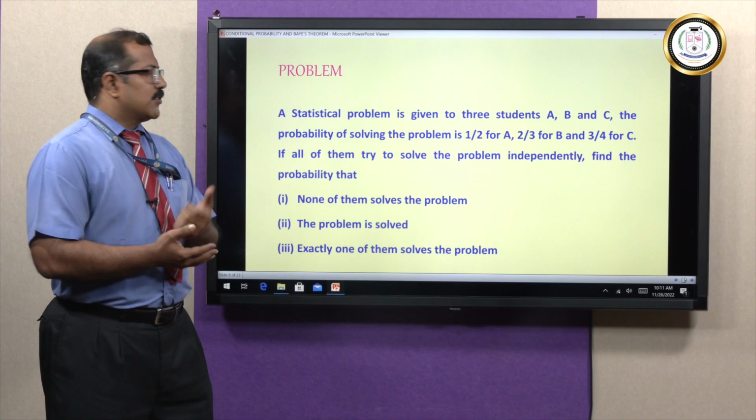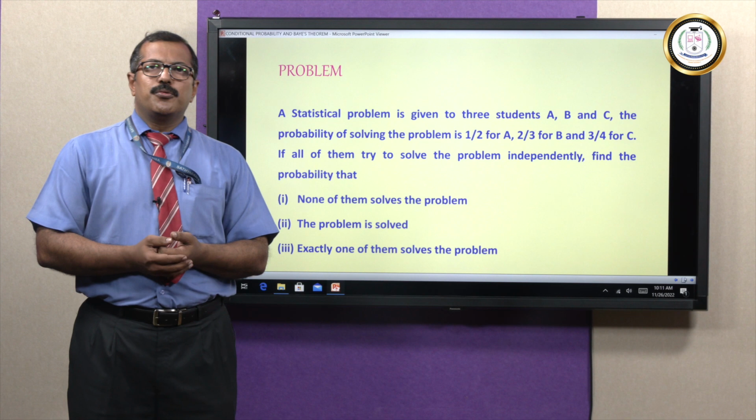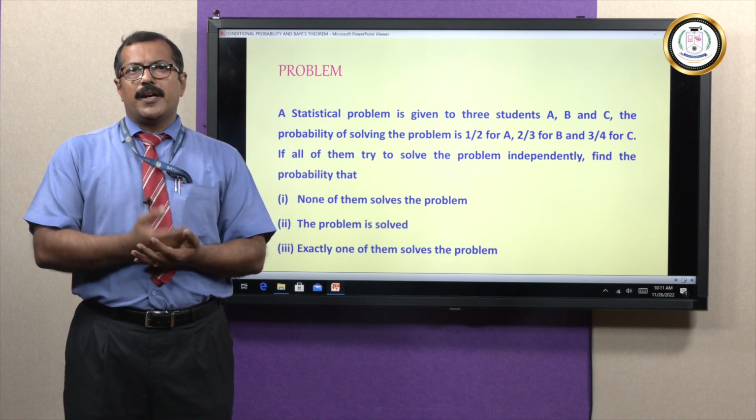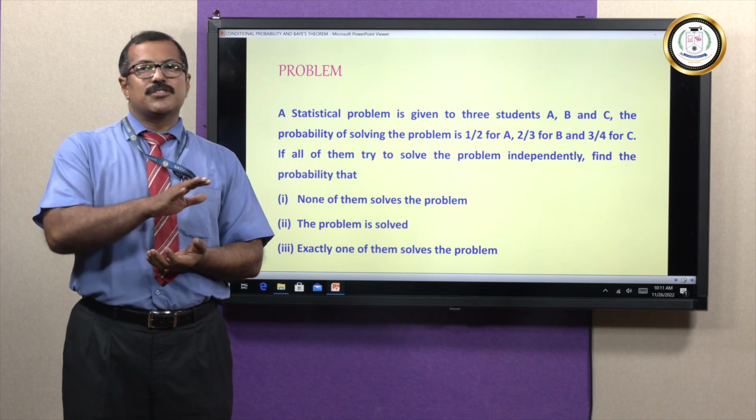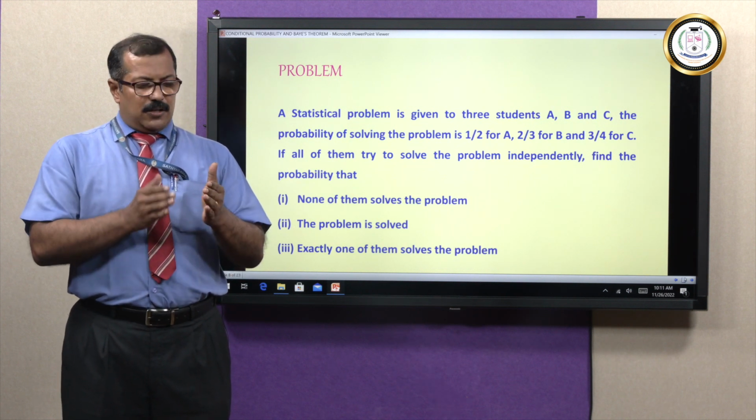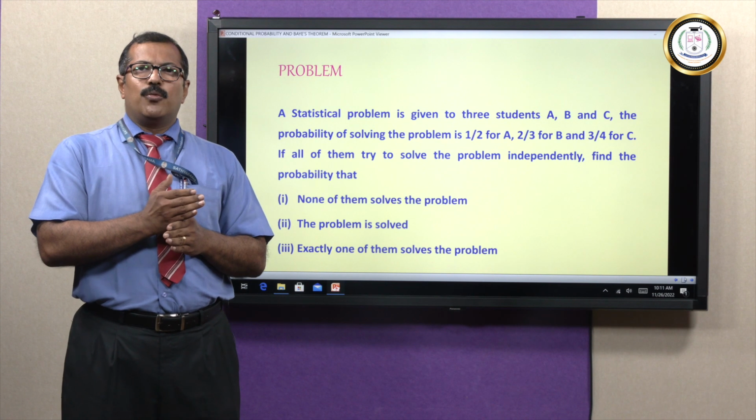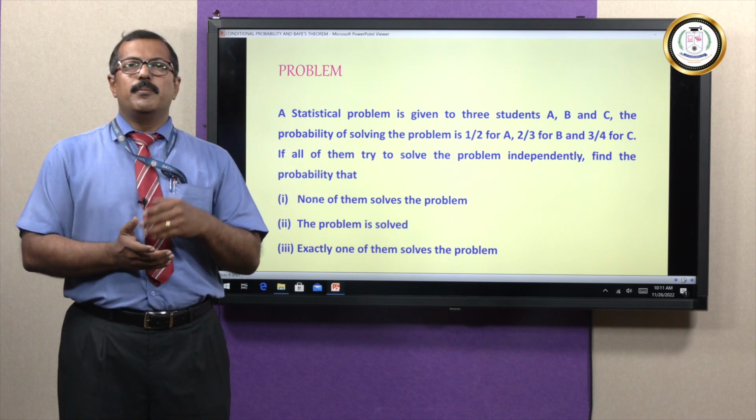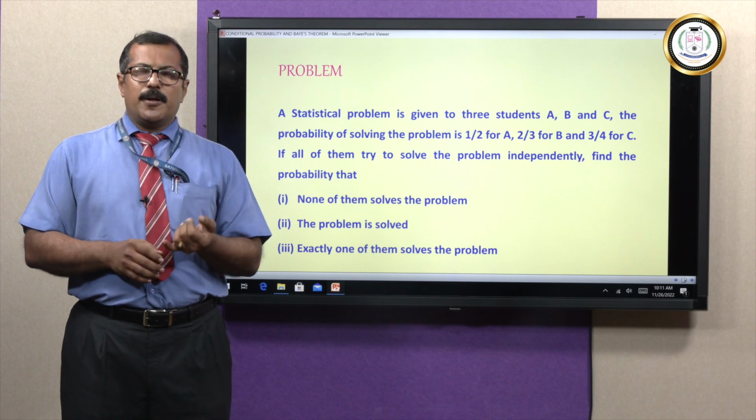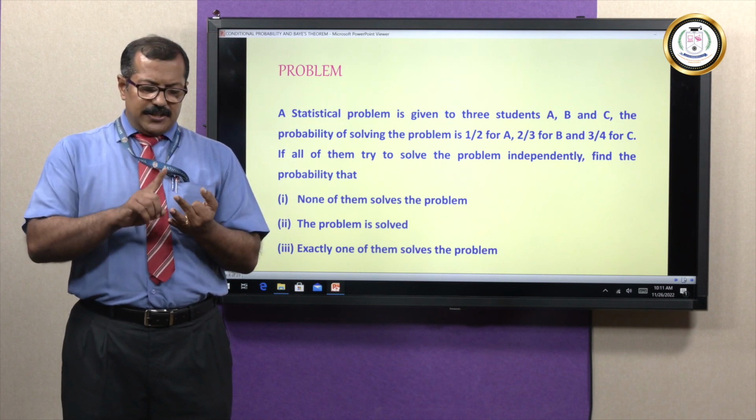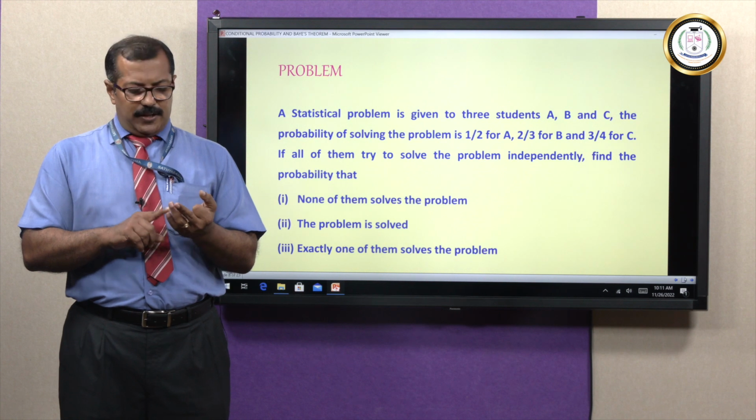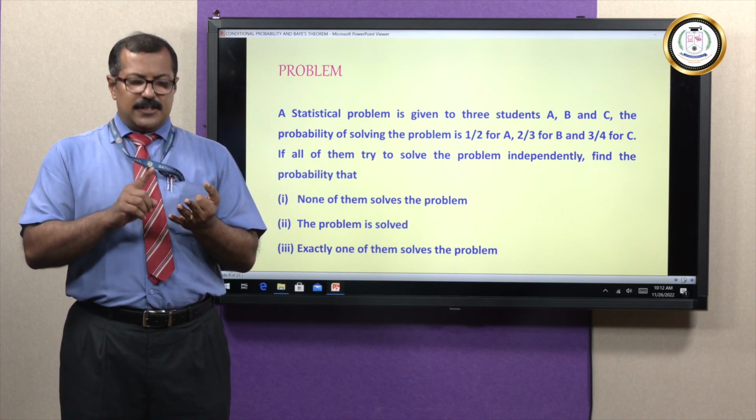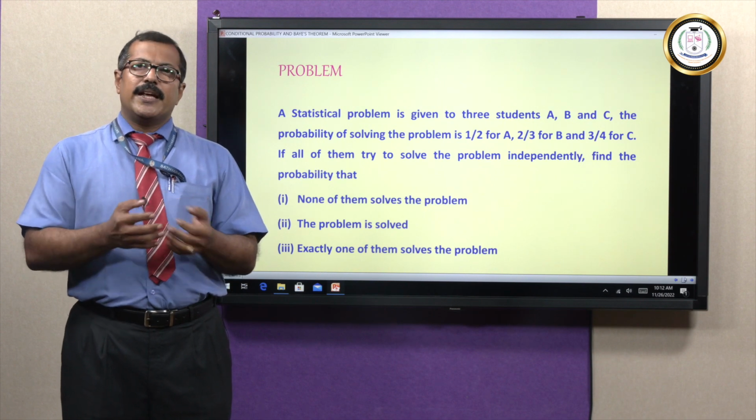For solving this problem, we need to recall one property: if A and B are independent, then the complements of the events are also independent, and one particular event with any other combination of other events or their complements will be independent. For example, if A, B, C are three independent events, then A will be independent of B or B complement, C or C complement, any combination.